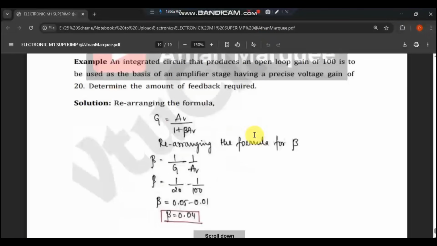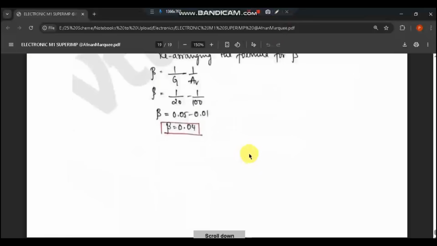Here they have asked: an integrated circuit that produces an open loop gain of 100 is to be used as a basis for an amplifier stage having a precise voltage gain of 20. Determine the amount of feedback required. So G is equal to AV by (1 plus BAV). Rearranging the formula for B, we will get the B value here. That is the amount of feedback required.